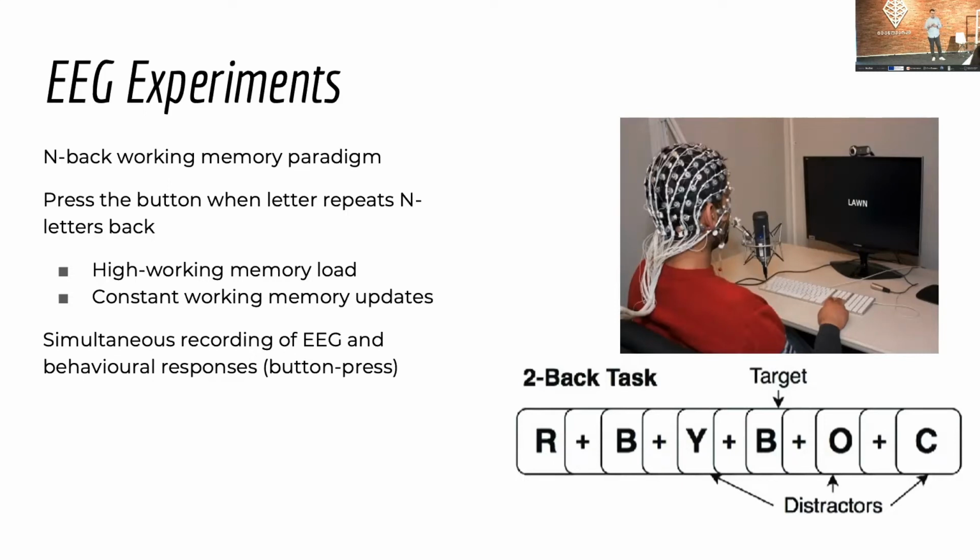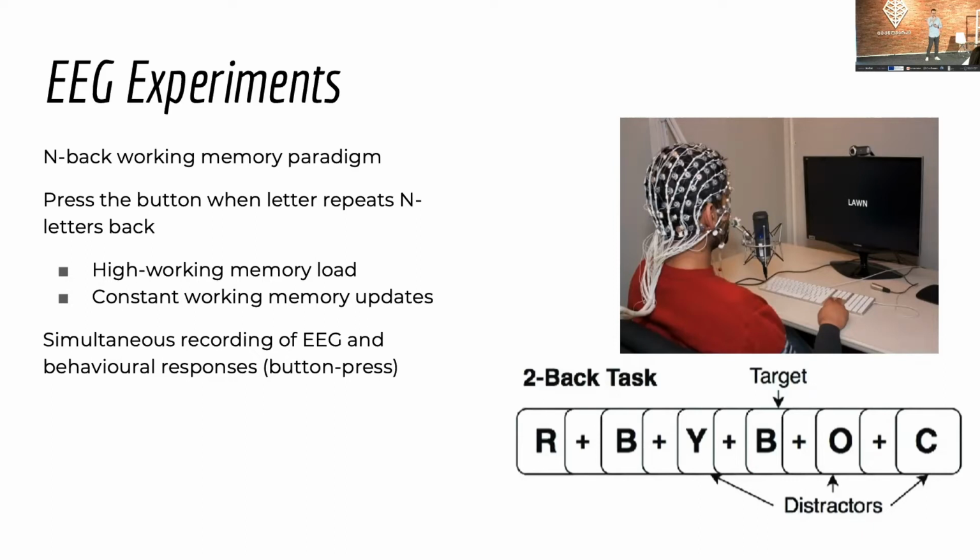And what the subject actually has to do is constantly update his or her working memory contents. So for example, R appeared and the subject goes R, and then B appeared, subject goes RB, RB, RB. Then Y appeared, subject goes BY, BY, BY. And then as soon as the next B appeared, you could recall that there was a B 2 back, that's a repetition, and then you press the button.